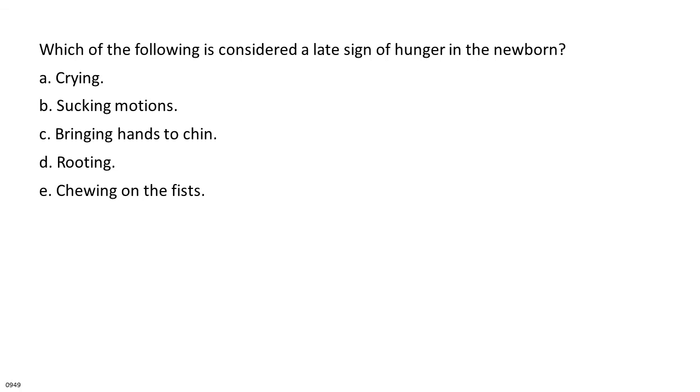Which of the following is considered a late sign of hunger in the newborn? A. Crying. B. Sucking motions. C. Bringing hands to chin. D. Rooting. E. Chewing on the fists.